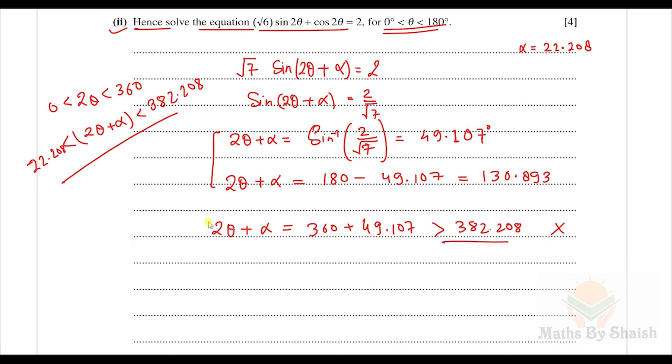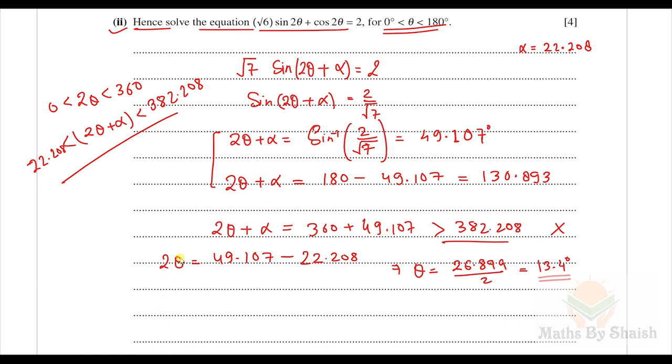So we get the values of theta from these two. From the first, 2 theta is equal to 49.107 minus alpha, that is minus 22.208, which is 26.899, and theta would be 26.899 over 2, that is 13.449, so 13.4 degrees. I'll take it to 1 decimal place, because the angle we need to write to 1 decimal place.